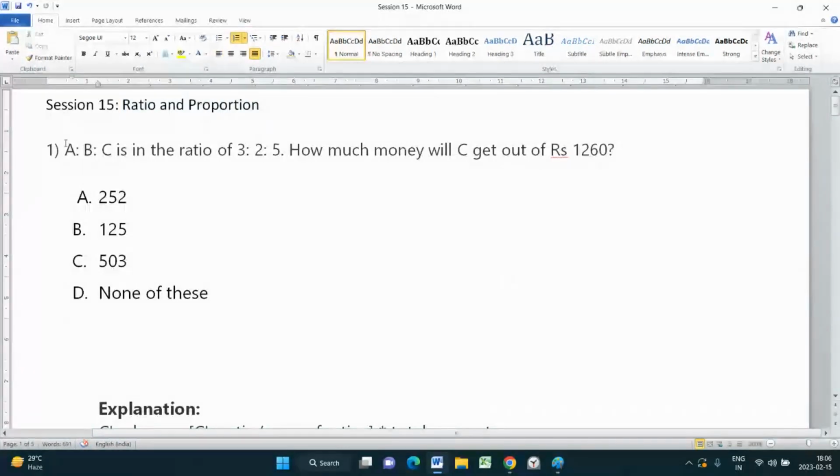The first sum we will take: A is to B is to C is in the ratio 3 is to 4 is to 5. How much money will C get out of 1260? I will just write it here.